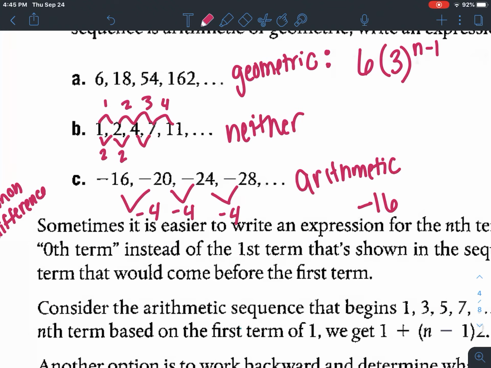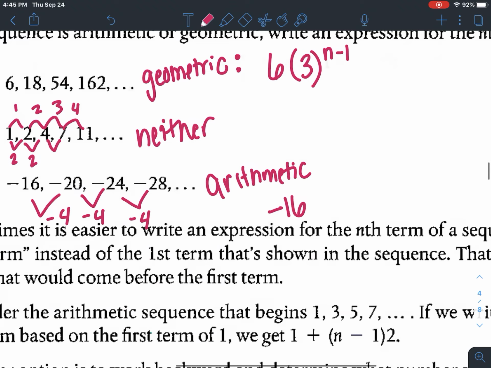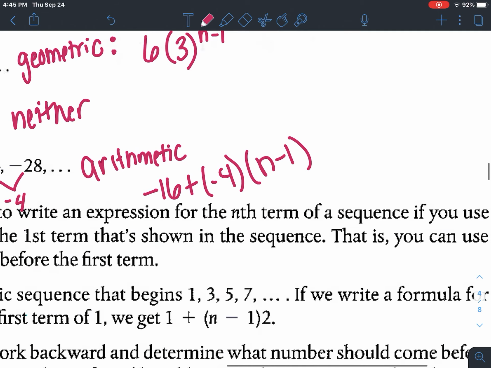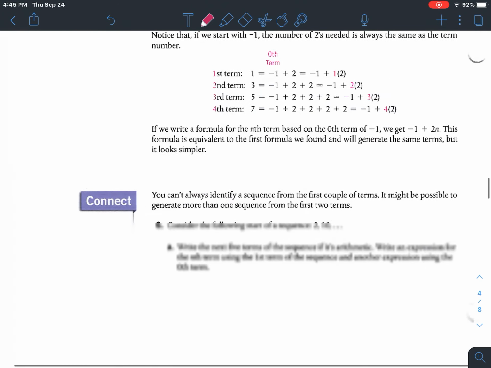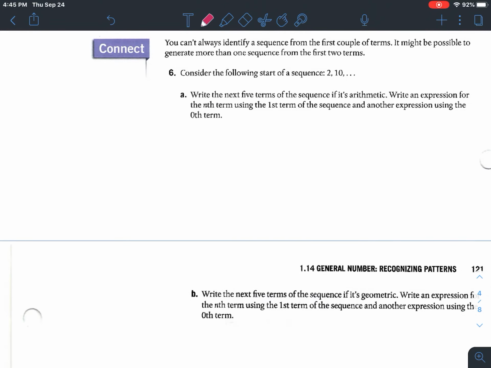First term is negative 16, plus our common difference, which is negative 4, times n minus 1. You can also write this as negative 16 minus 4 times n minus 1. Either or. Totally fine. And then, hold on, let me see. Did I have you do this next one? I don't think so.